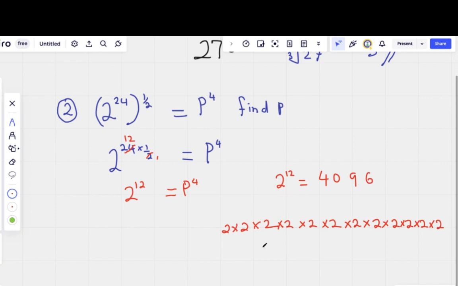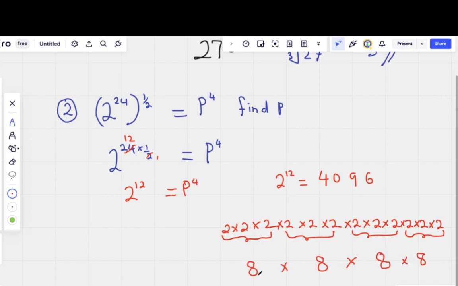Now this is 2 to the power of 12. If we group them in 3s, 1, 2, 3, it's 8. Yeah, 4. So you see, 8 to the power of 4, right? So I'll have 8, because 2 times 2 times 2 is 8. And they are in 4 places. Meaning I have 8 times 8 times 8 times 8.